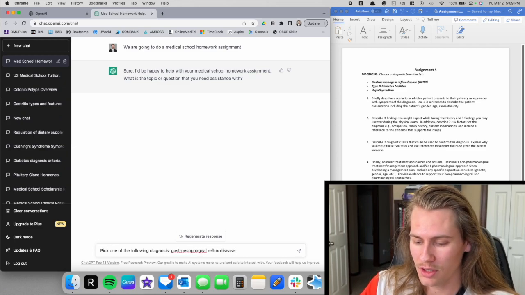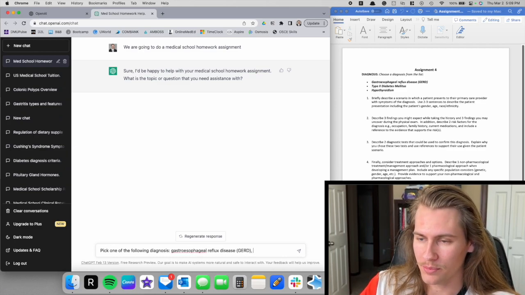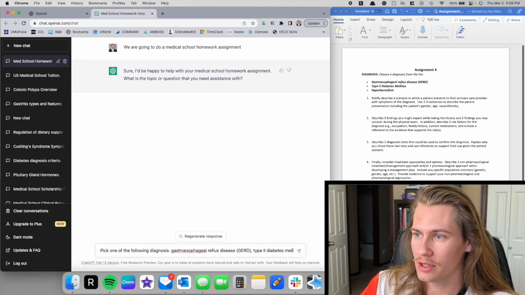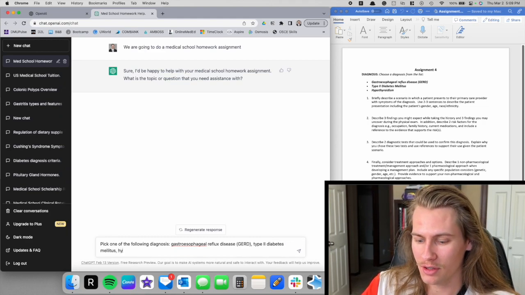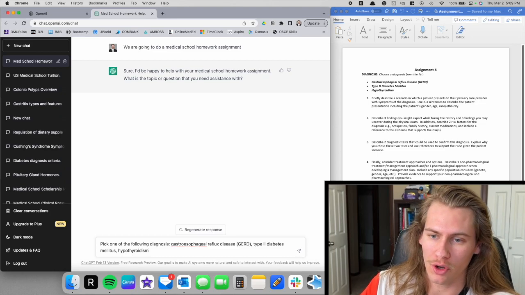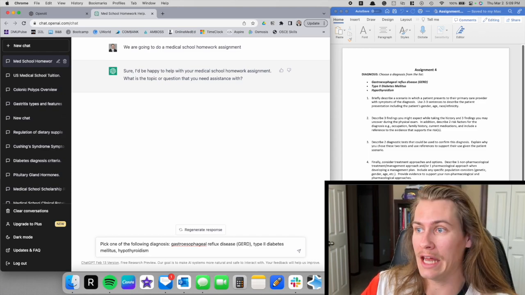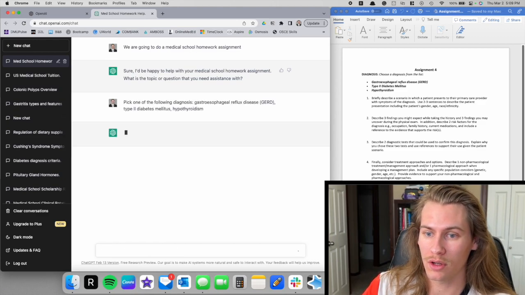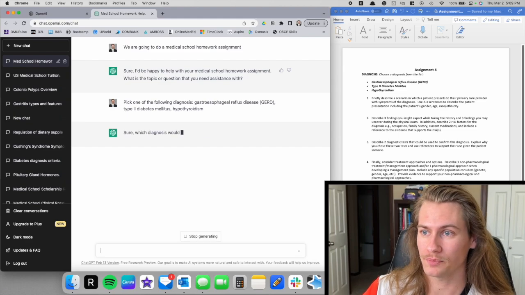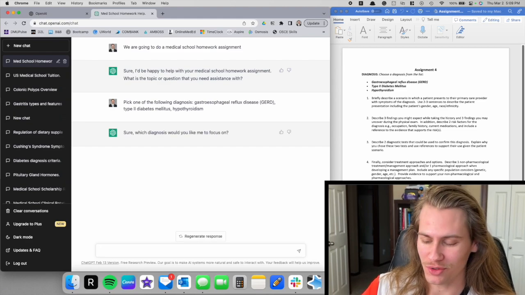Gastroesophageal reflux disease, also known as GERD, type 2 diabetes mellitus, definitely mellitus, and hypothyroidism. So the block that we just finished was our endocrine, gastrointestinal, and preventative medicine block. So we have 2 endocrine conditions and 1 gastrointestinal condition. So let's see if it will pick one. It doesn't want to, so we are going to pick, focus on type 2 diabetes.